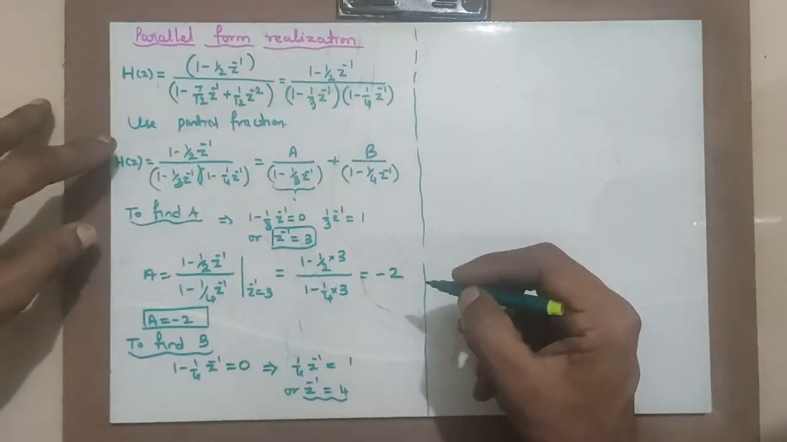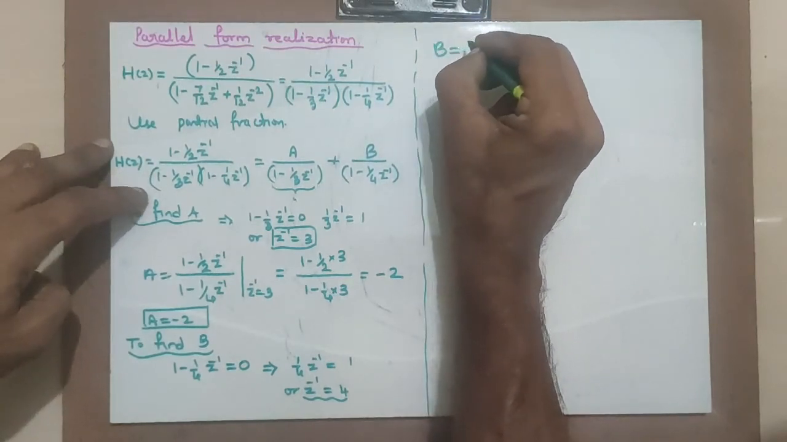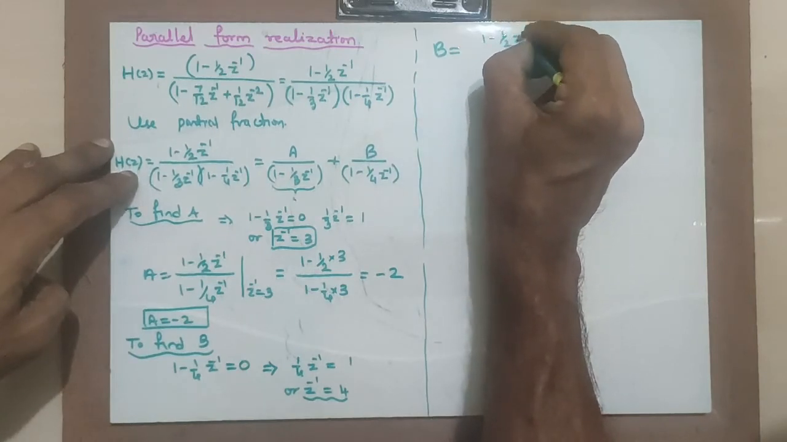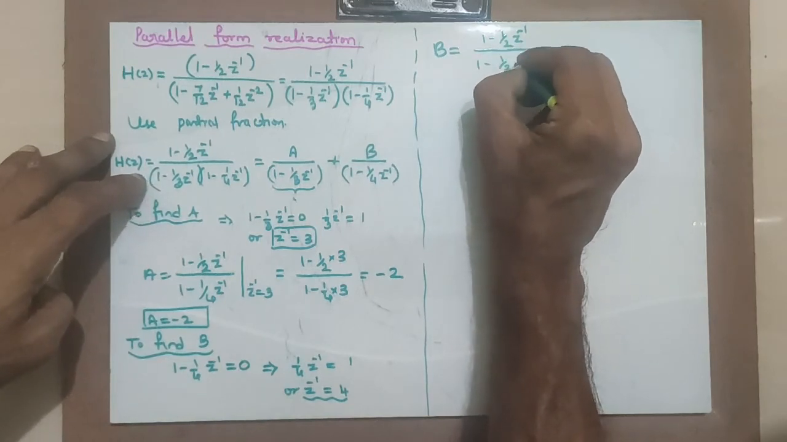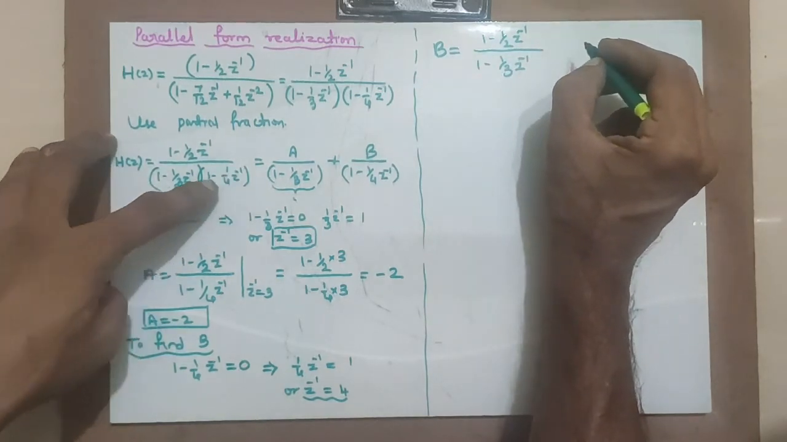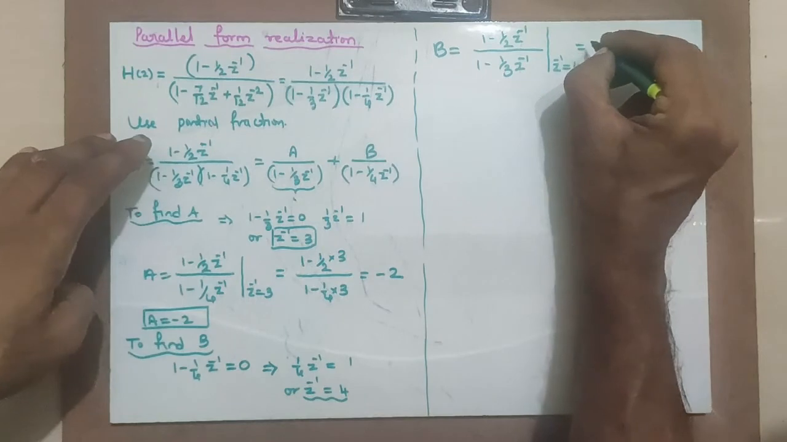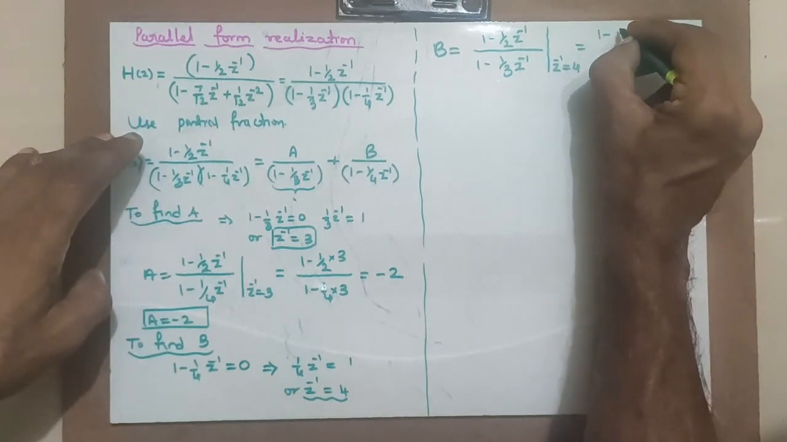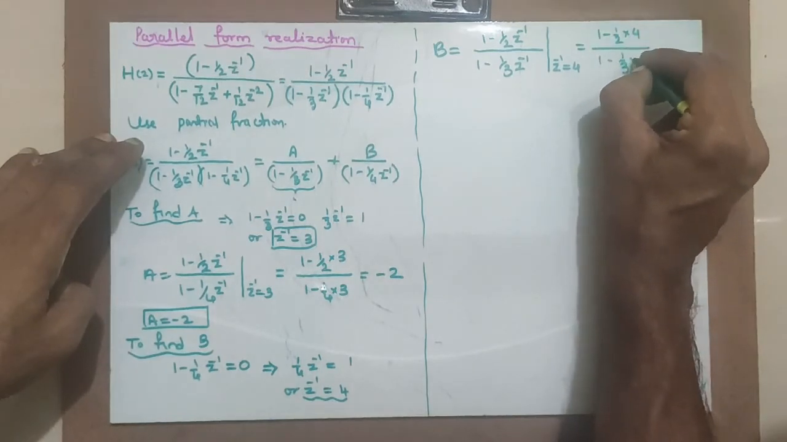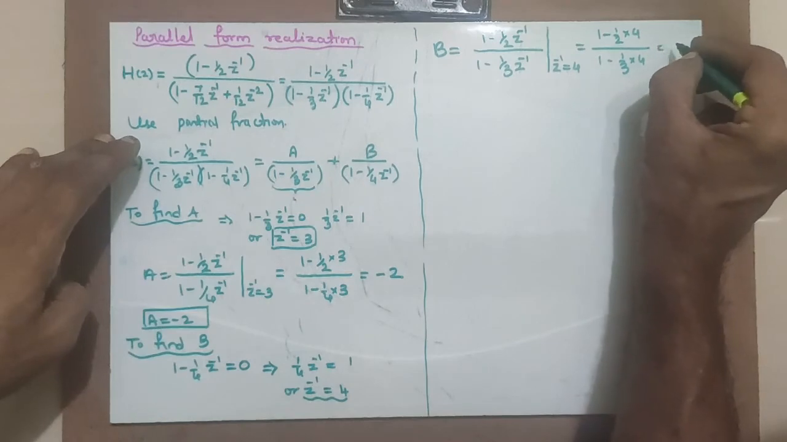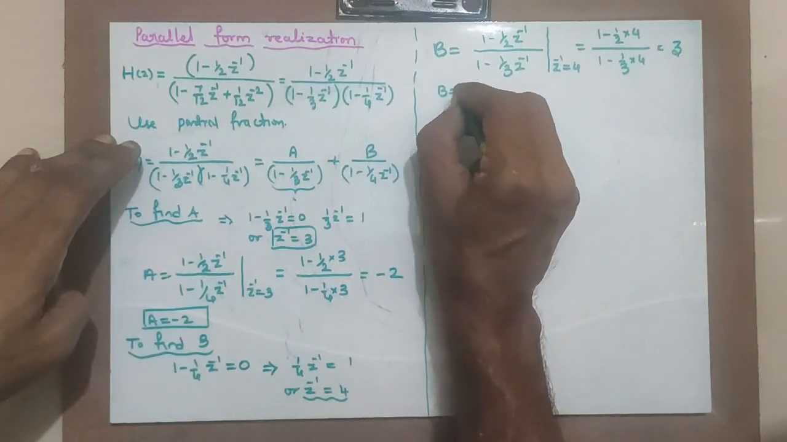Now let us go to find b. Obviously, here in this equation, b becomes equal to 1 minus half z raised to minus 1 divided by 1 minus 1 by 3 z raised to minus 1, because this factor is associated with b. Hence z raised to minus 1 must be equal to 4. If you put 1 minus 1 by 2 into 4 divided by 1 minus 1 by 3 into 4, you can see that the answer becomes equal to 3. The b value became equal to 3.